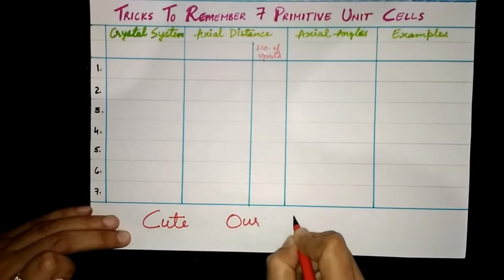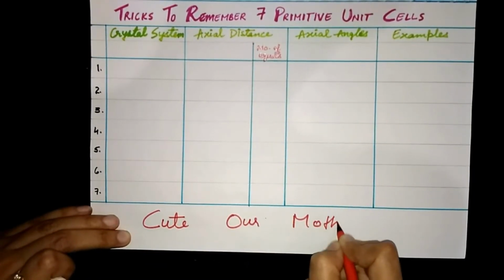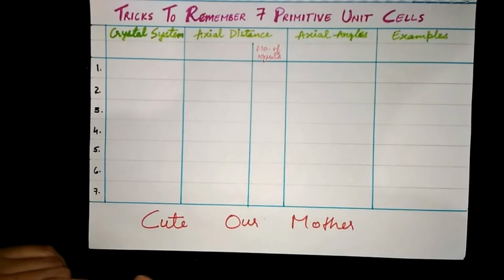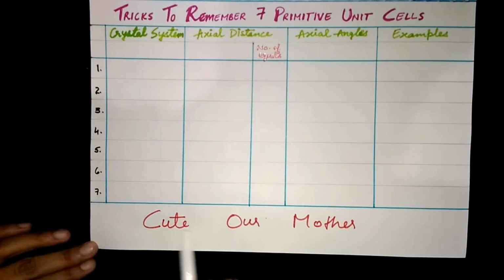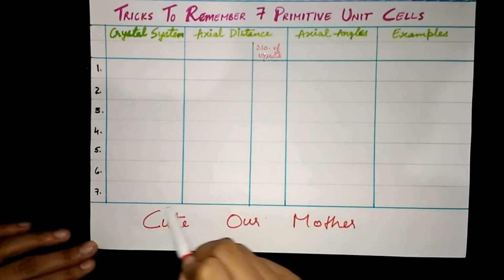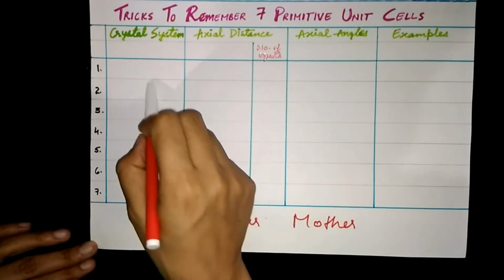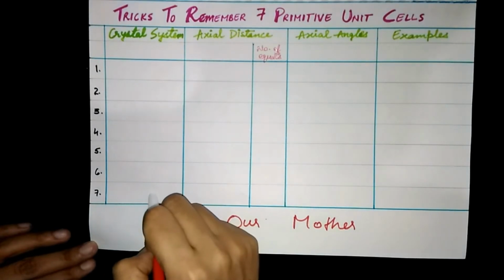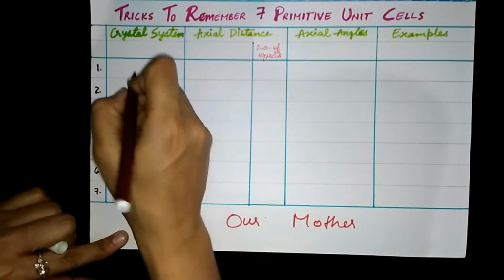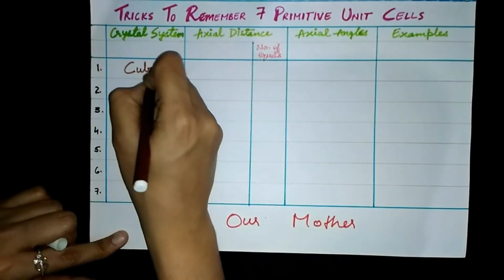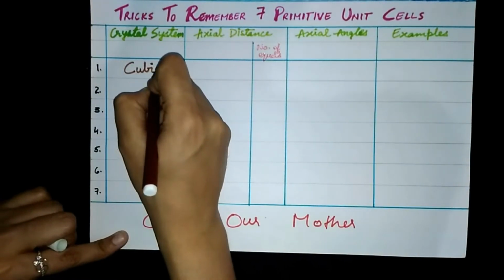Cute our mother. I think this is very simple. You have to remember "cute our mother". With this trick you can remember the names of these 7 crystal systems. Firstly, from "cute", Cu is for cubic, that is the cubic crystal system.